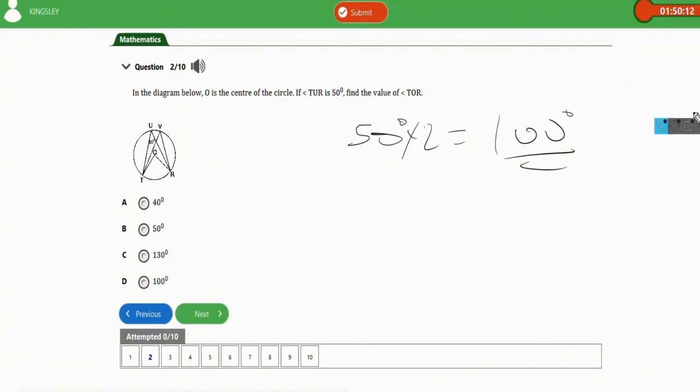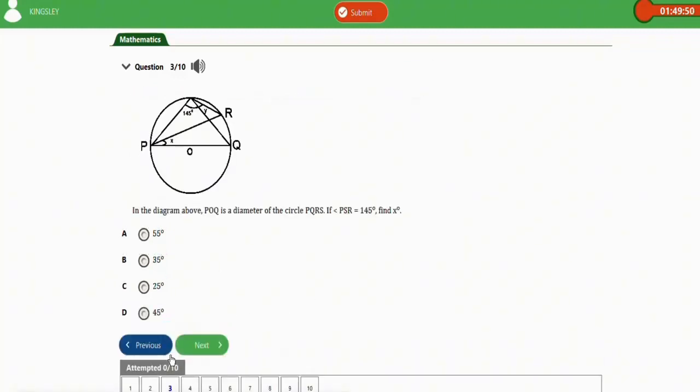Let's wipe this. The next repeated question I'm going to solve will be this question. In the diagram above, POQ is a diameter of the circle PQRS. If angle PSR equals 145 degrees, find the x degree. So we're looking for the value of this x degree.